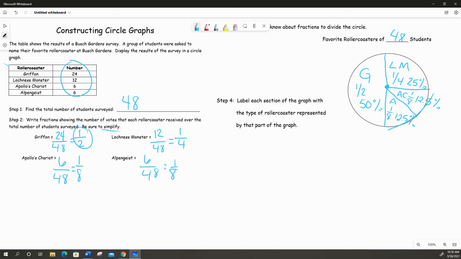So that is how we construct our circle graph. We need to know how many students were surveyed or how many items were in the data set, how much for each section, and then we're able to create fractions for each piece and construct our circle graph from there.